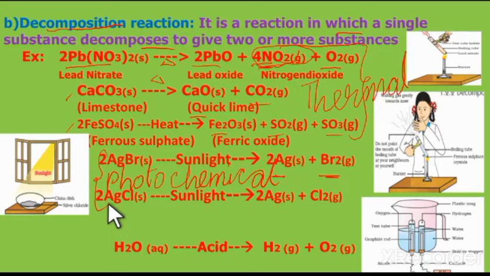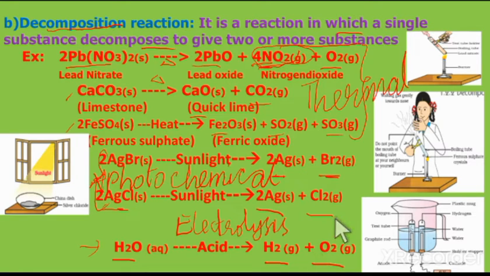Another example, silver chloride which is exposed to sunlight gives silver plus chlorine gas. These two reactions, which are carried out in the presence of sunlight, are known as photochemical reactions. And another type of reaction is the H2O water molecule, which undergoes electrolysis in the presence of a little amount of acid. In that case it gives hydrogen gas and oxygen gas.